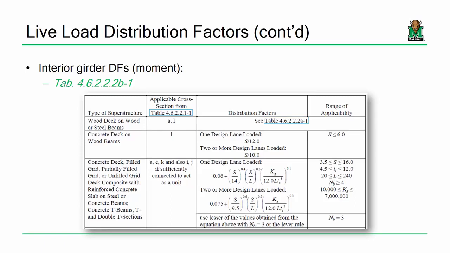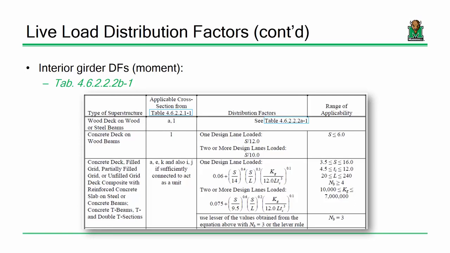So for instance, the span length. This distribution factor works anywhere from a span length of 20 feet to a span length of 240 feet. And that's by and large a pretty good range for most typical bridge designs. Now if you've got a two-span bridge where each span is 90 feet, well that still fits because each span's 90. A girder spacing anywhere from 3.5 feet to 16 feet.